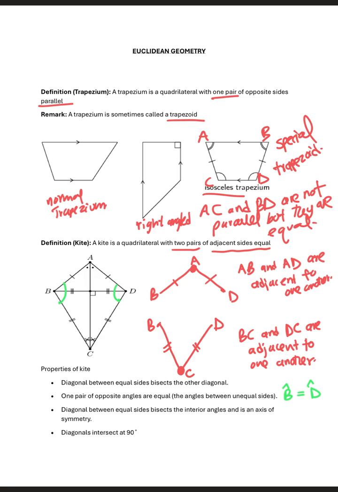The diagonal between the equal sides bisects the interior angles and is an axis of symmetry. When it says it's an axis of symmetry, it means that it basically reflects the shape. In other words, the line creates a mirror. So the diagonal we are referring to here is diagonal AC.